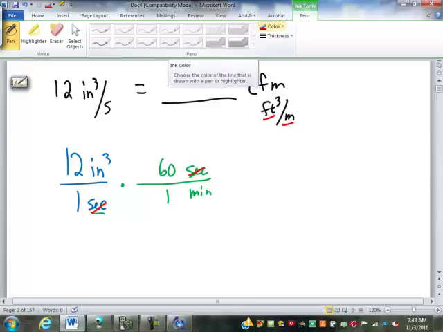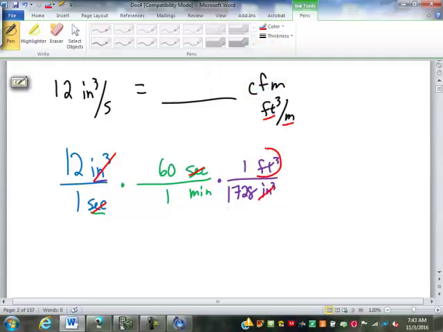So now we have to get rid of the cubic inches. So they're going to go on bottom because they're on top here. Cubic feet. 1 cubic foot is cubes. So do 12 by 12 by 12. So 1728. There you go. So cubic inches are gone. Now we have cubic feet on top and minutes on bottom. That's what we want. So 12 times 60 is 720 cubic feet.